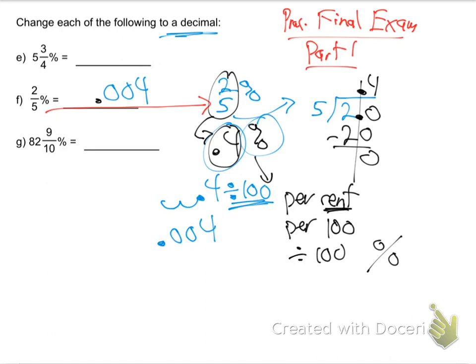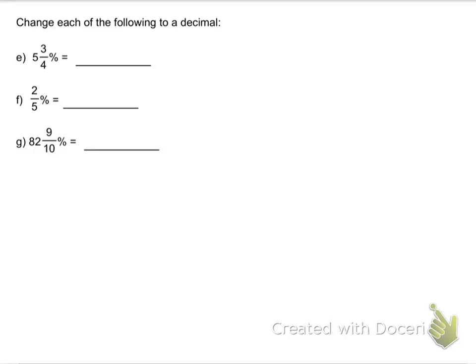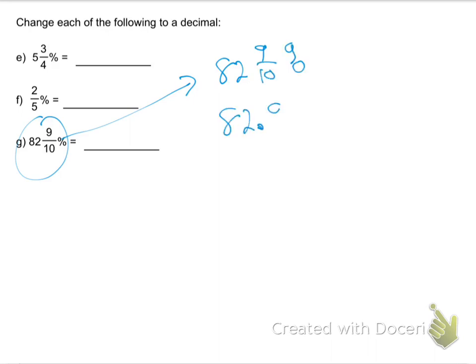All right, let's try G. So on G, 82 9/10%, 82.9, right? You know 9/10 is 0.9. Now again, can we stop there? A lot of people stop there. No, that was just converting the fraction to decimal, but we haven't got rid of the percent yet. That's a separate activity, isn't it?